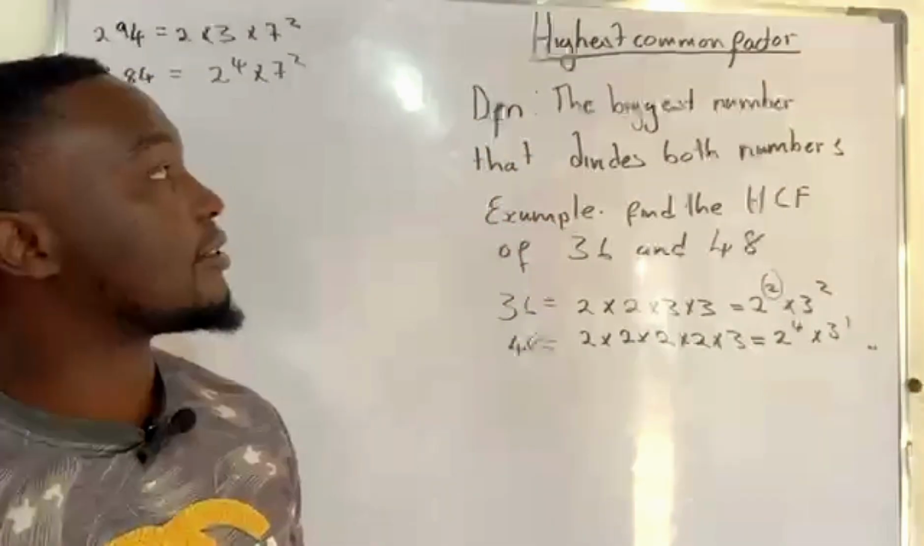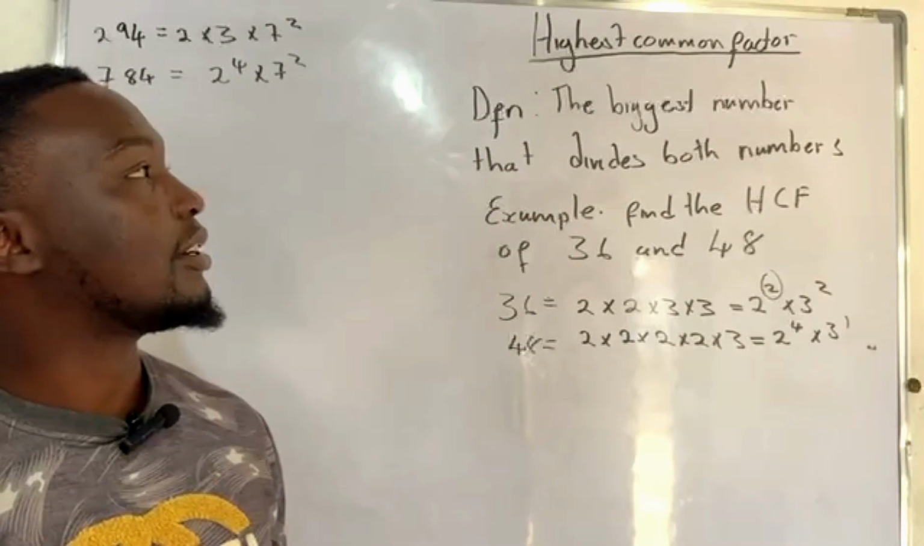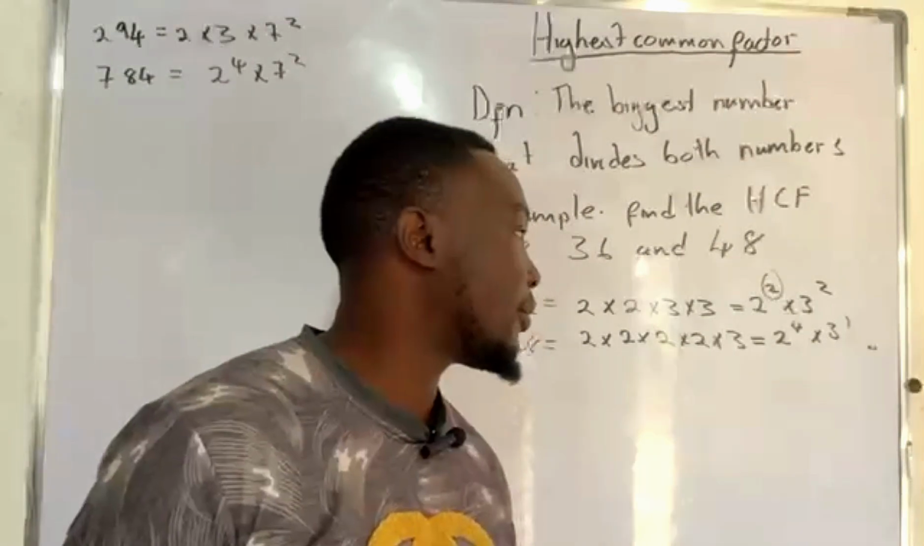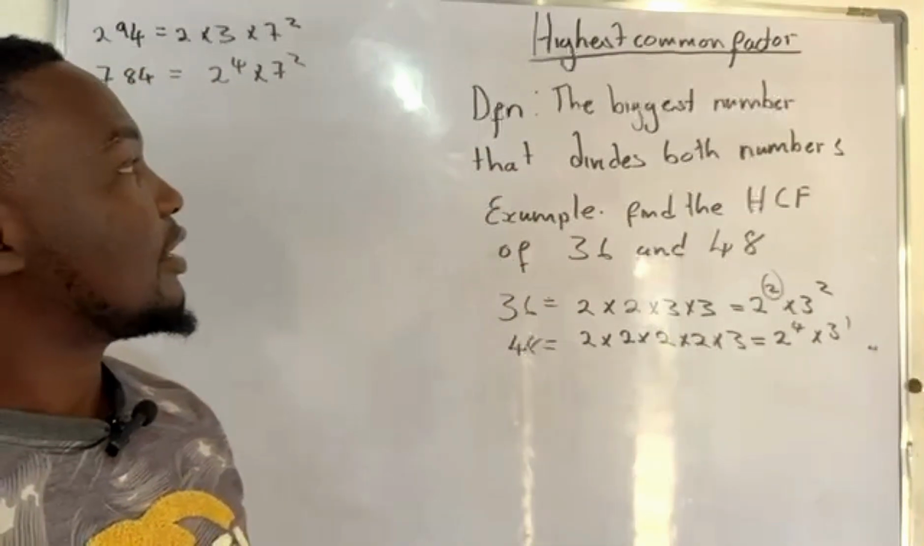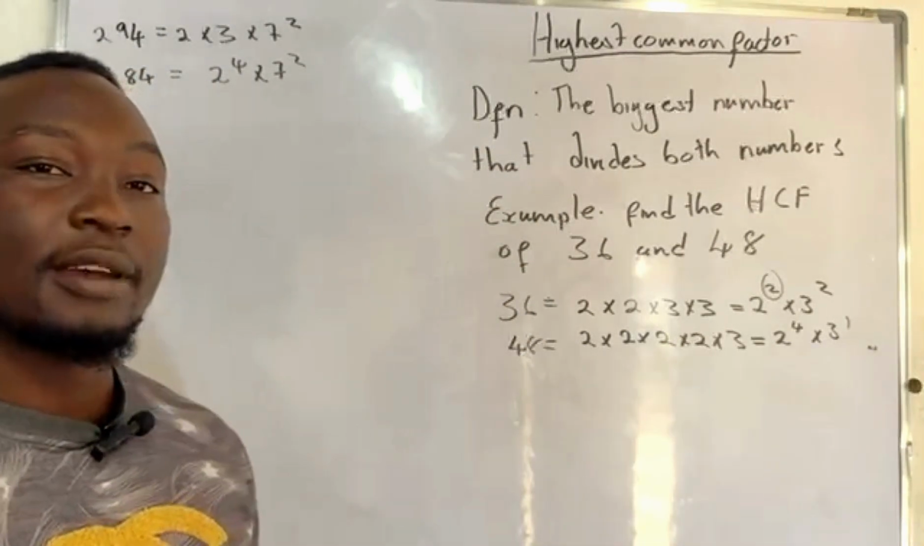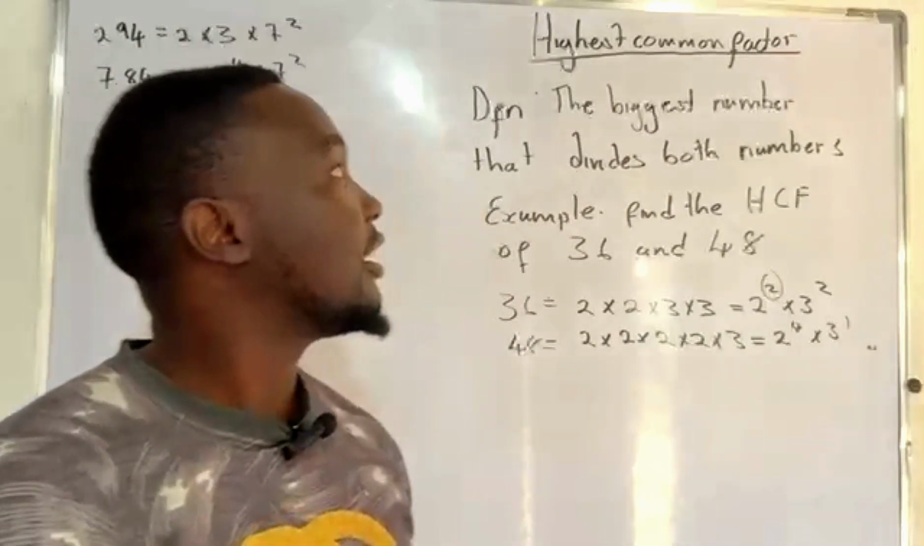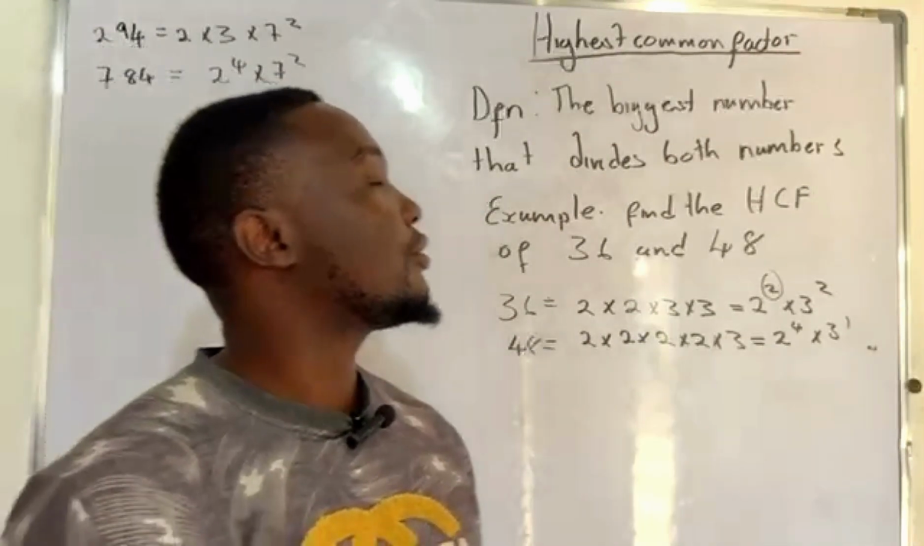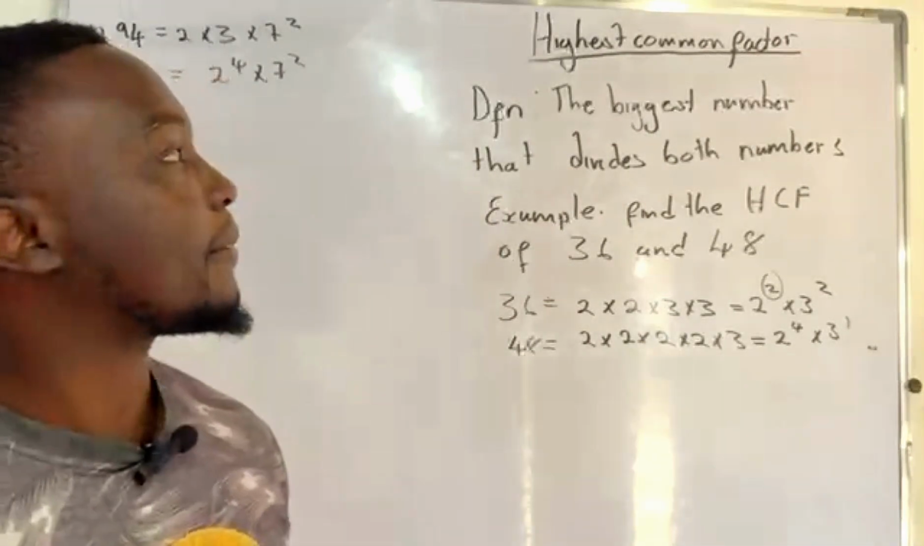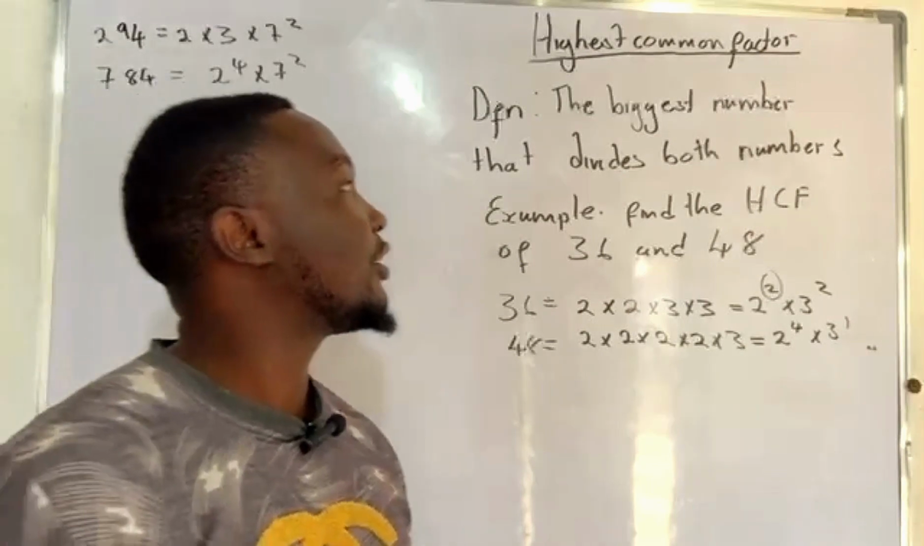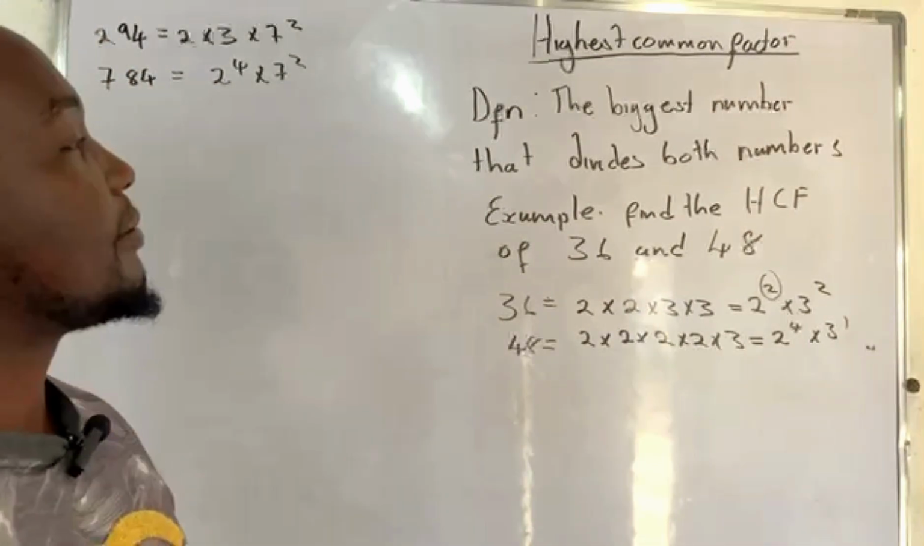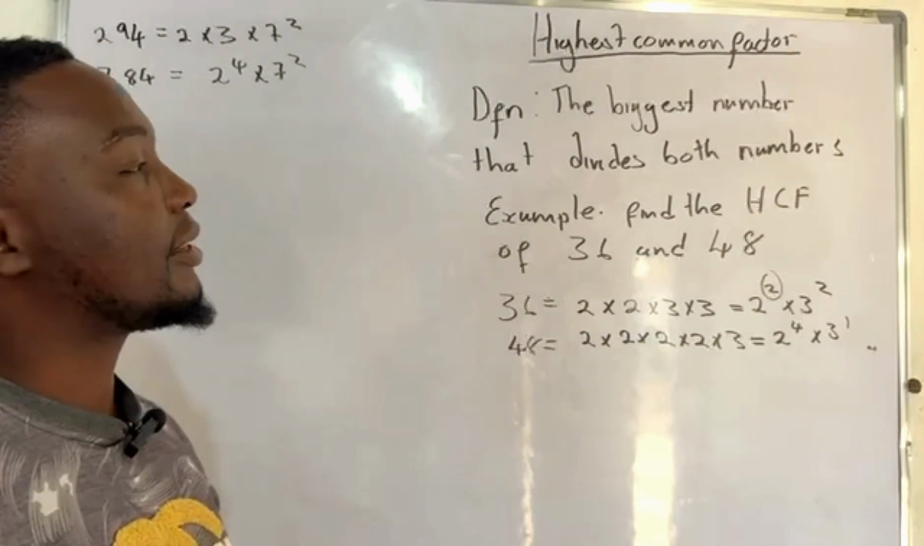Right. In the previous video, we talked about finding the product of prime factors, where we express the composite numbers as their product of prime factors. Today, we are going to move on to highest common factor. So, definition. Highest common factor is the biggest number that divides both numbers.